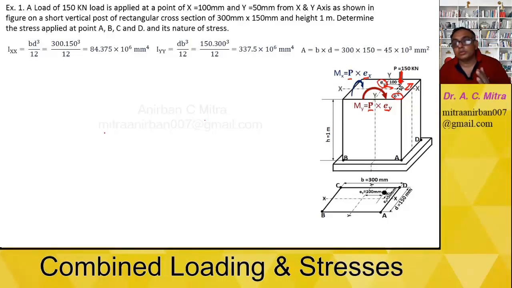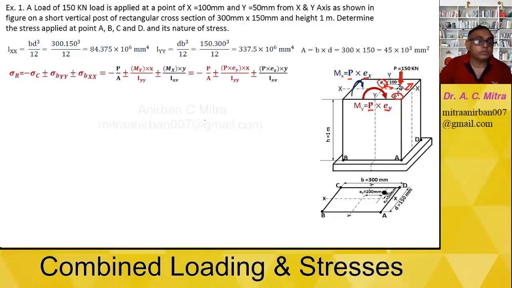Due to this, three types of loading are applied on this: axial load P, moment along x Mx, moment along y My. There are three different types of stresses produced. Due to P, compressive. Due to Mx, bending stress along x-axis. Due to My, bending stress along y-axis. So you have to club all the three stresses at each and every point. Here we write down the resultant stress formula at each and every point.